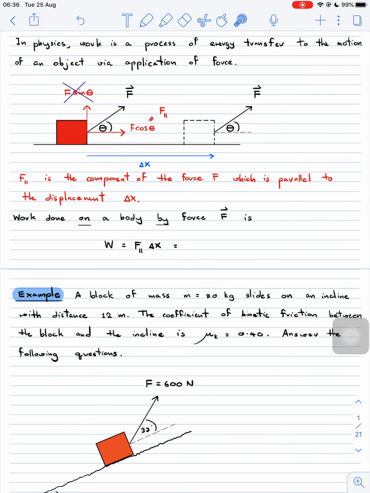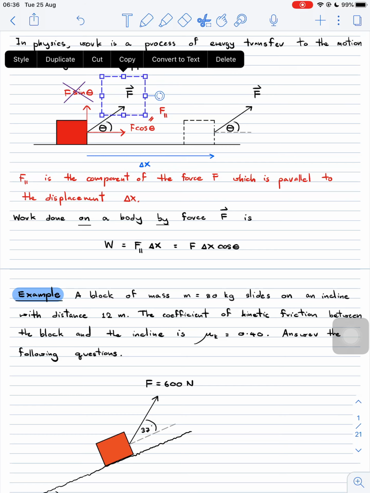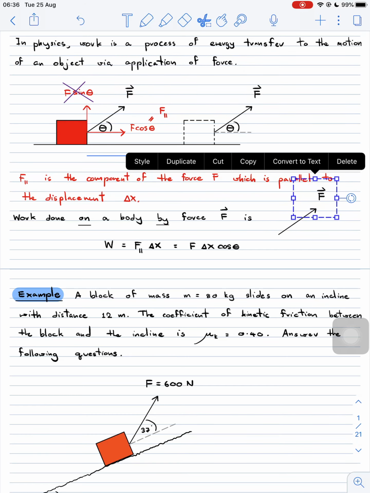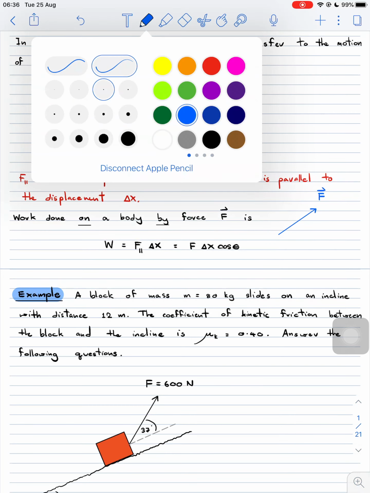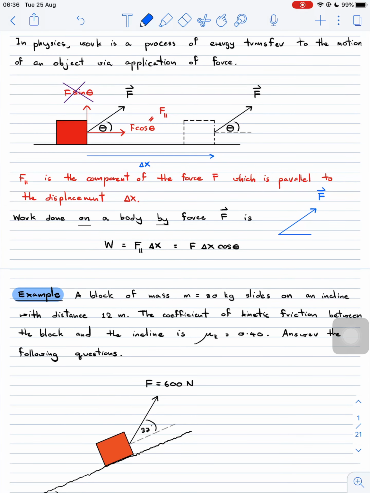If we substitute F cosine theta into this equation, we get F times delta x times cosine theta. Don't forget that the theta here is the angle between F and the displacement. Let me take a note here. If this is the force F and this is the delta x, then this is the theta, the angle between F and delta x.